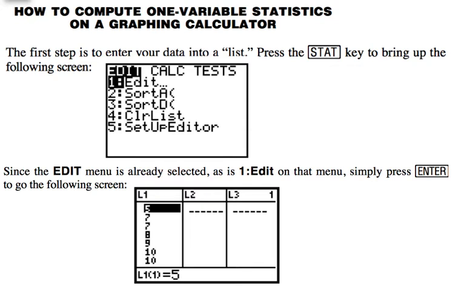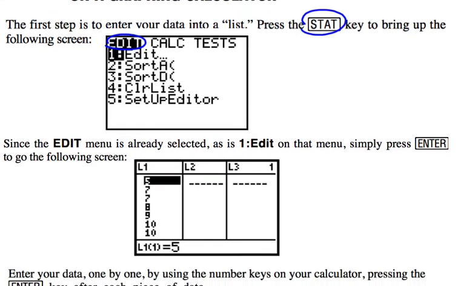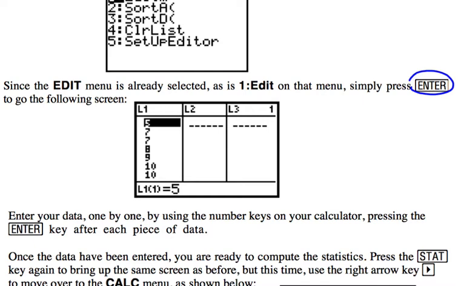And where we're going to start is on the Stat key on our calculator. So we're going to go ahead and push the Stat button. Then we're going to edit, so it should already be highlighted as edit. Then push enter, that's your next step. Sometimes there's things in this list already. If you have to clear out your list, what you have to do is arrow up and highlight this, and then push clear and enter.